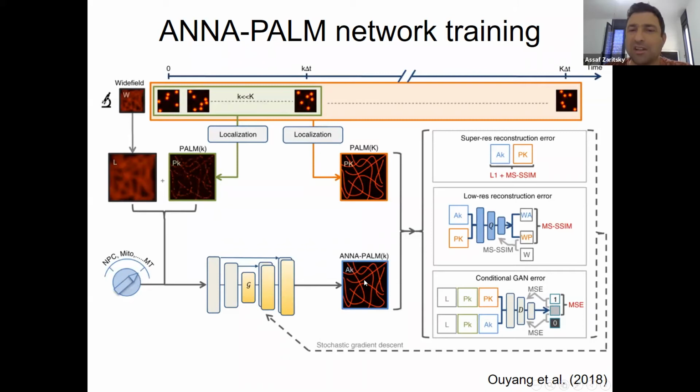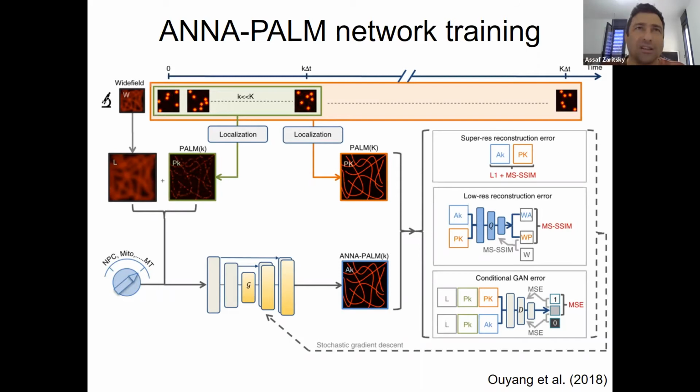What you see here on the right are different measurements for the error, for the gradient descent, for training the network. So they combine different measurements that relate to the ability to reconstruct back the wide field image. So how well you can go from the high resolution image back to the wide field image, the low resolution image, and how well you can go to the PALM image, etc. I think I can go over this, but it doesn't give you a lot of insight, the measurements that they use. And eventually they did optimization on that, and now you can see the results.